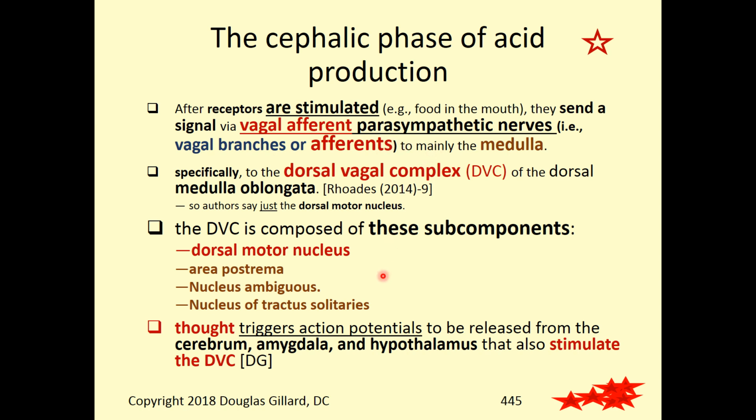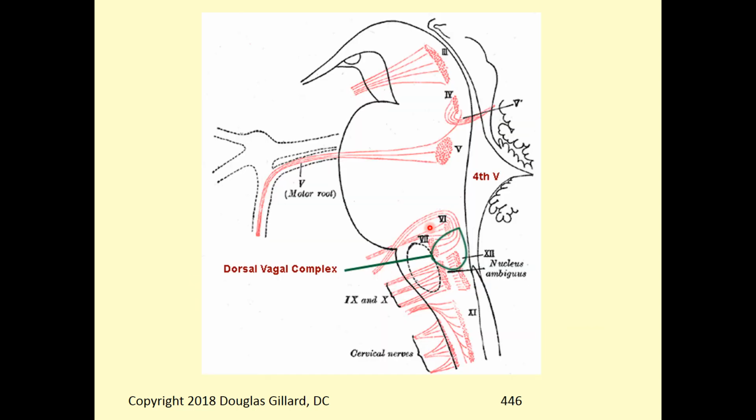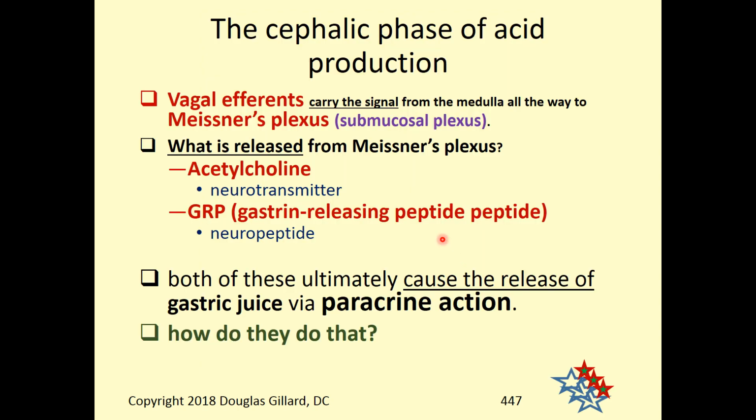So all these signals come into the DVC, which is right here. This is the pons, right? The medulla is down here. The DVC is right in here. So all the signals gather here, and then they're sent down vagal efferents down to our friend Meissner's plexus, aka submucosal plexus. We just saw that one at the beginning. That's in the submucosal layer of the stomach.